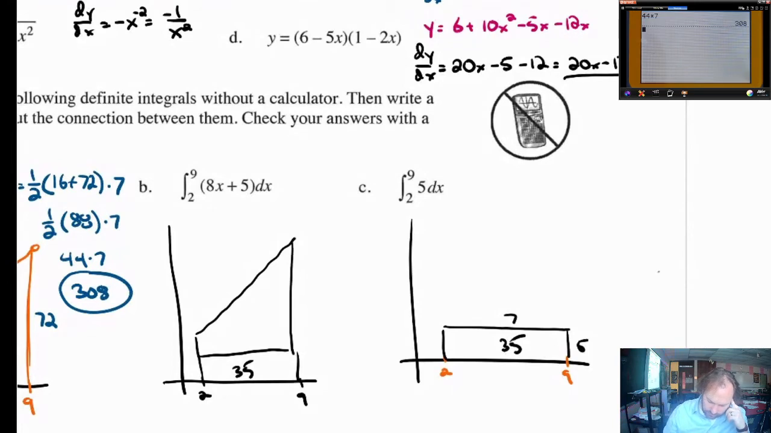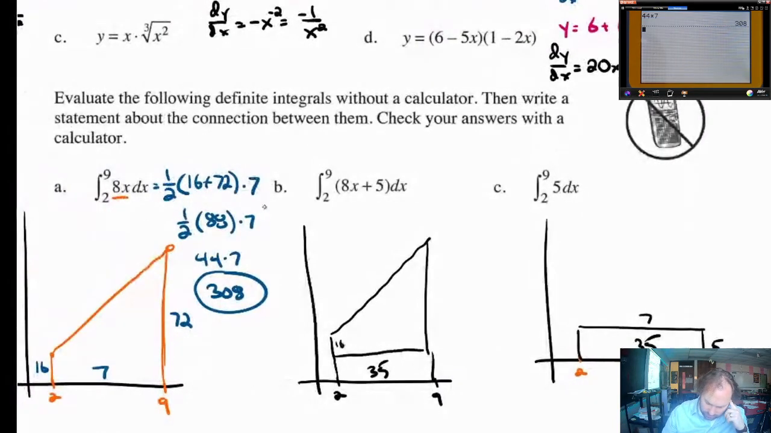And it was 2 times 8 was 16 over here, and 72 over here, and 7 down here. So this area was 308, like that. I mean, you're just going to be adding those two areas together. 308 plus 35, which is going to be 313 plus 30, 343. That's it for this answer there.